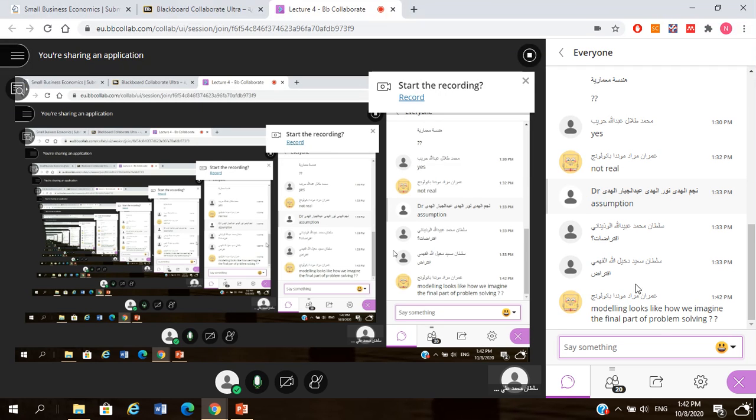Okay, modeling looks like how we imagine the final part of problem solving. Not the final part, the part just before the final. Just before the decision making, we have to create a model, a picture or an equation, and then we apply the tool. For example, just look at the picture of the masjid. It is a model. Now, what should you do to create the real one?